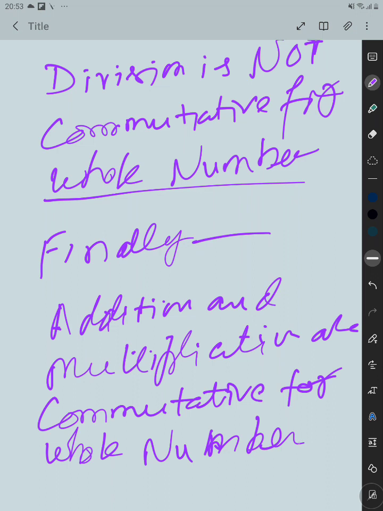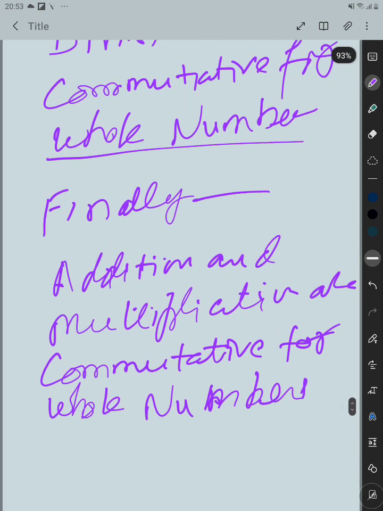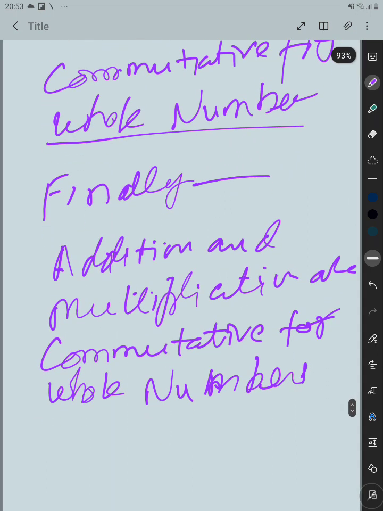Sorry for the bad handwriting. Actually, the combination of the pen and this tab is not fitting, so the handwriting is a little bad, but I think you must be getting my point. So till now we have studied the closure property and the commutative property. We studied the closure property in the previous video, and in this video we have studied the commutative property of whole numbers.